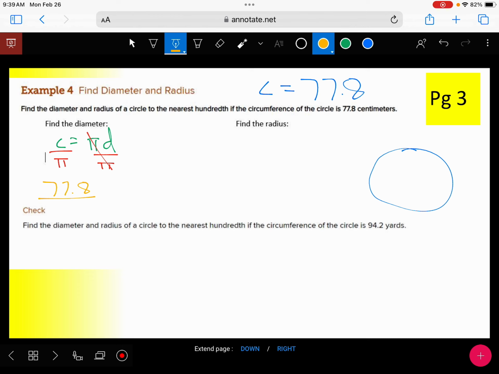We know pi is just a number, so we can use our calculators to figure out what 77.8 divided by pi is. So everyone grab your calculators and give that problem a shot. Who needs a calculator? You're going to type in 77.8. You're going to hit the division symbol, and then you're going to hit the pi key. Does anyone need help finding the pi key on your calculator?